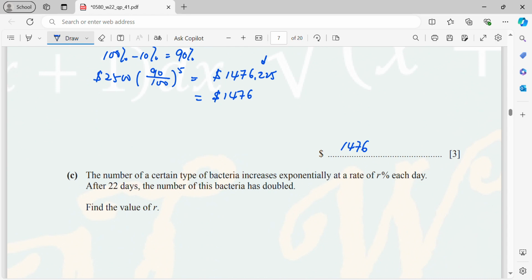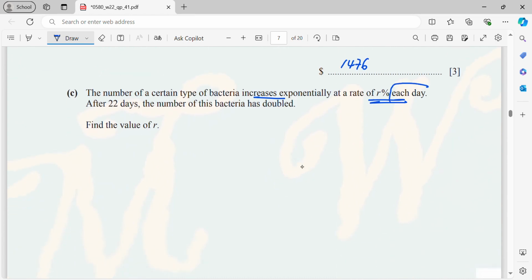Now see, the number of a certain type of bacteria increases exponentially at a rate of R% each day. After 22 days, the number of the bacteria has doubled. Find the value of R. Okay, so now initially, let the initial number of bacteria be A. Okay, initial amount. So initial amount is A.